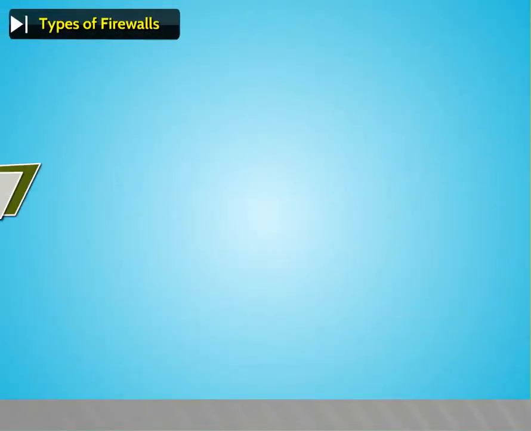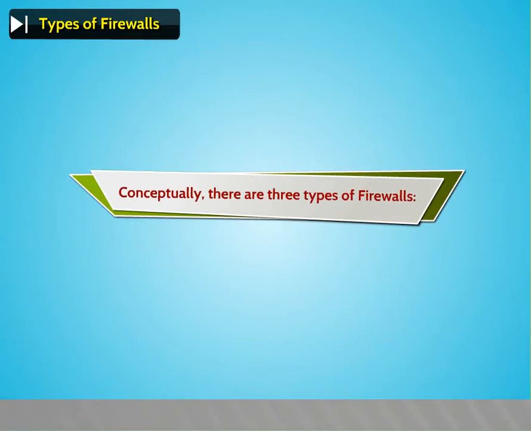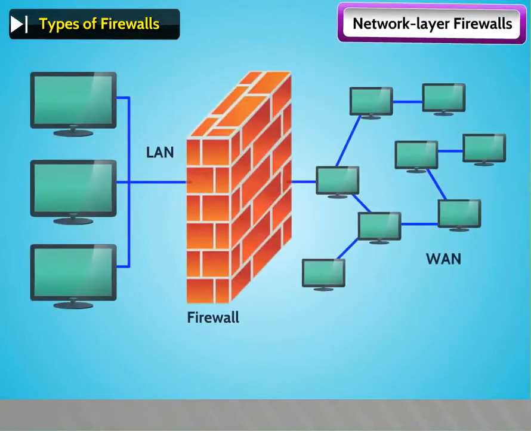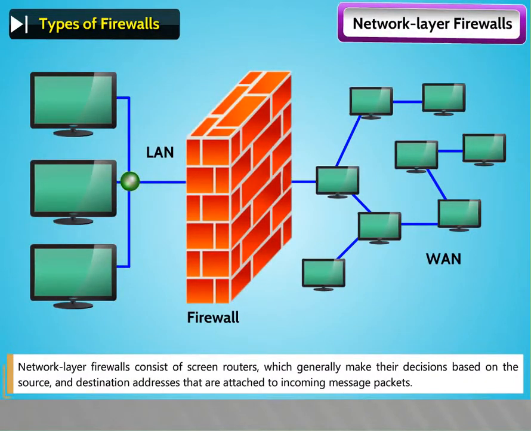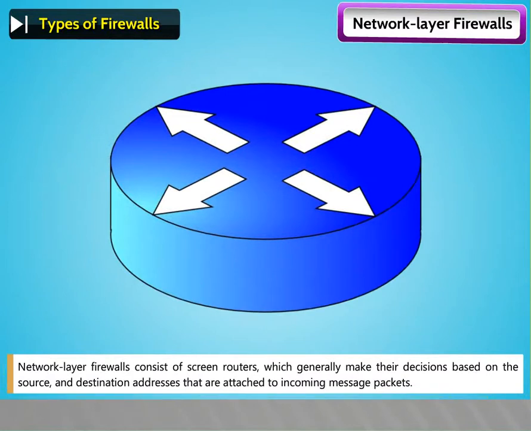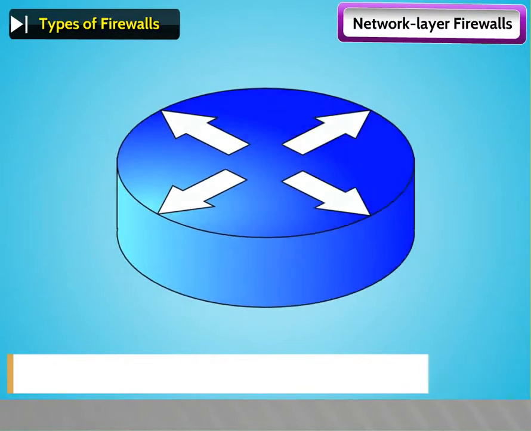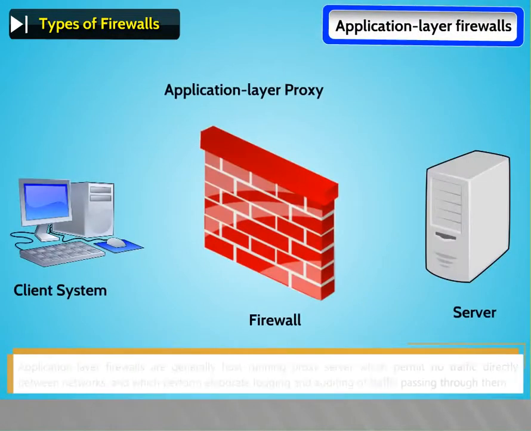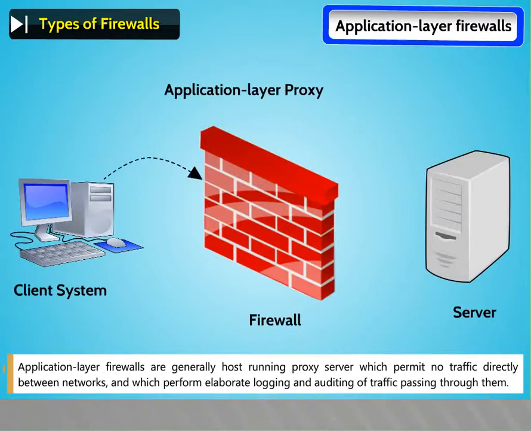Types of firewalls. Conceptually, there are three types of firewalls. Network layer firewalls. Network layer firewalls consist of screen routers which generally make their decisions based on the source and destination addresses that are attached to incoming message packets. Application layer firewalls. Application layer firewalls are generally host running proxy server which permit no traffic directly between networks and which perform elaborate logging and auditing of traffic passing through them.